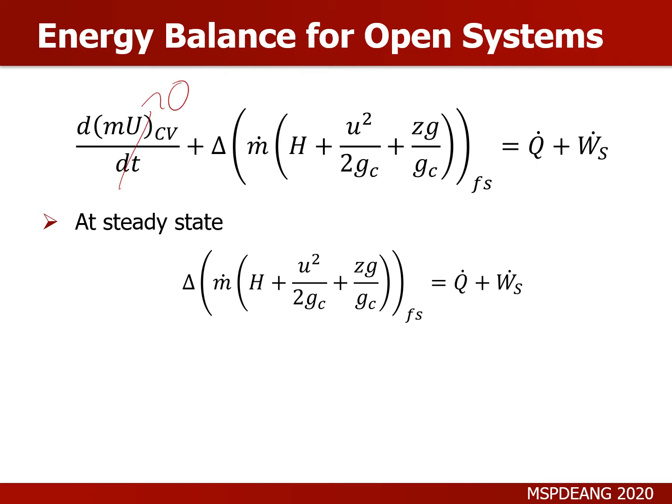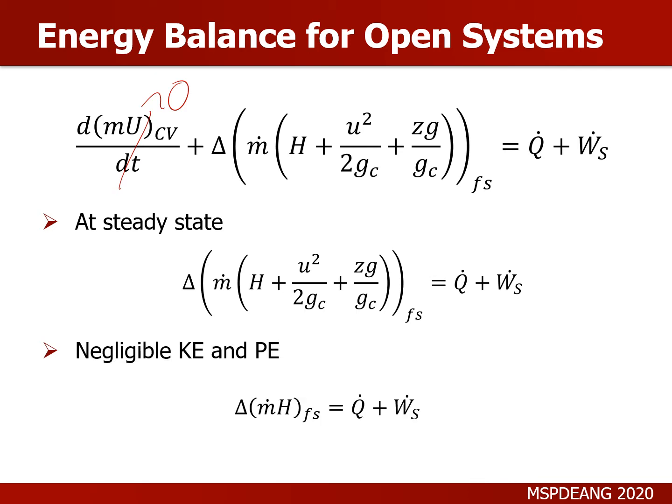0. Thus, at steady state, delta m dot h plus delta u squared over 2gc plus zg over gc in any flow stream is equal to q plus w. And assuming negligible kinetic energy and potential energy for different steady flow equipment, you can have the following energy balance equation. So now, what are these different steady state flow equipment that are commonly found in the chemical process industry?